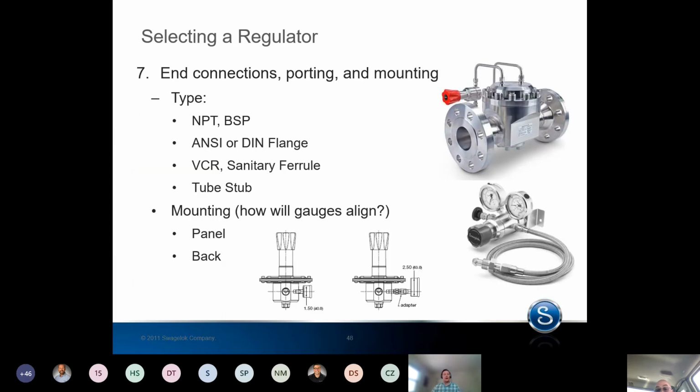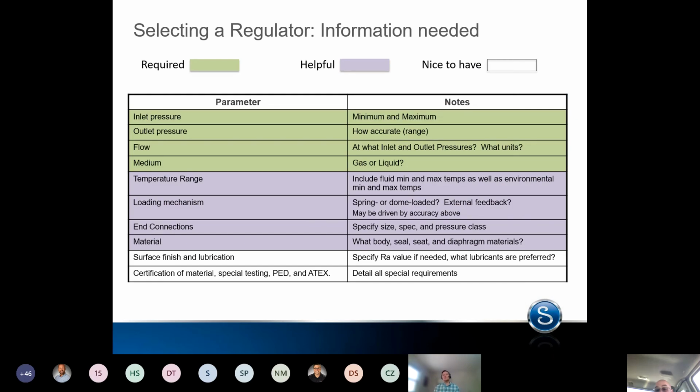Then finally, we've got to connect this thing, right? So we need to know what the end connections are, what the porting method is, and how these things are mounted. In some cases, the gauges can be very important. What orientation is the gauge going to be in? Where will it sit? In some of the more sensitive regulators, will it sit underneath or in front of the sensing area? Those are all things to be considered. With that, we've made it through the selection process.